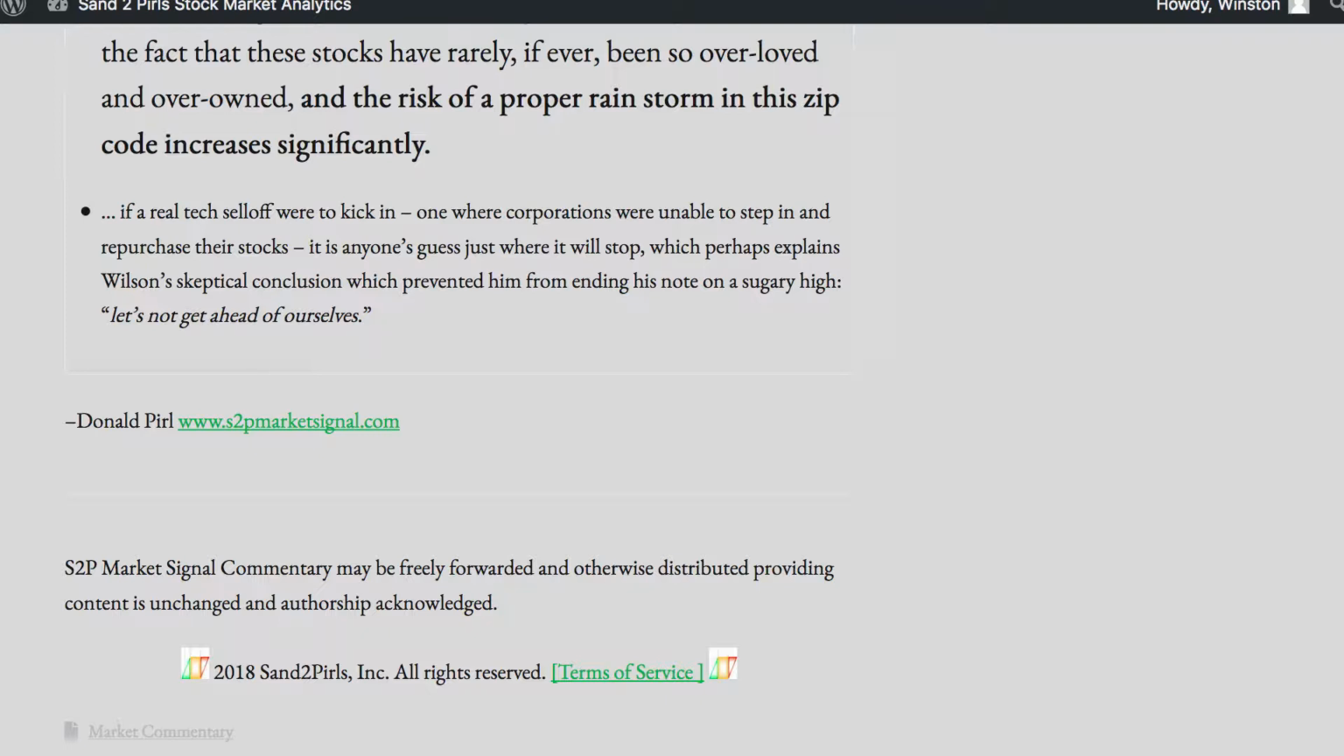If a real tech sell-off were to kick in, one where corporations were unable to step in and repurchase their stocks, it is anyone's guess just where it will stop, which perhaps explains Wilson's skeptical conclusion, which prevented him from ending his note on a sugary high. Quote, let's not get ahead of ourselves, close quotes.